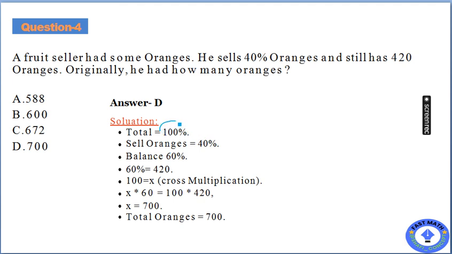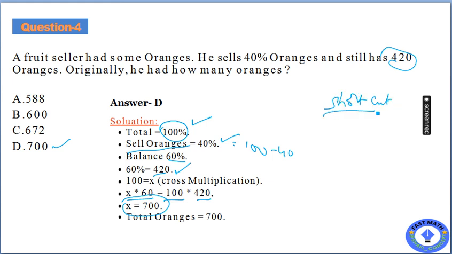First of all, we assume the total is 100%. He has the oranges. In that he has sold 40%, and the remaining is 100 minus 40, which is 60%, and the 60% is equivalent to the 420 given. That means 60% is 420. Then X into 60 is equal to 100 into 420, and X becomes 700. I am going to discuss the shortcut for this.